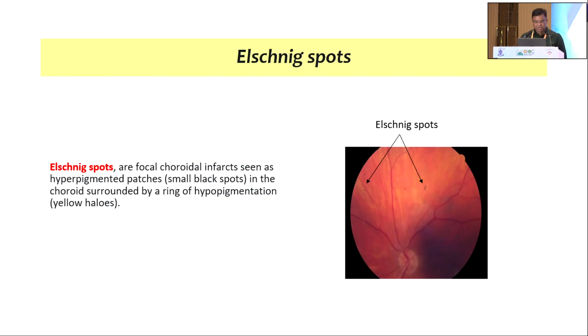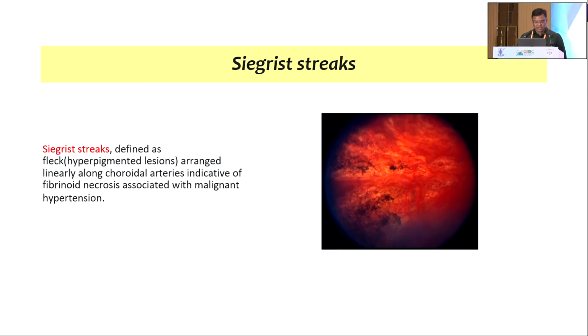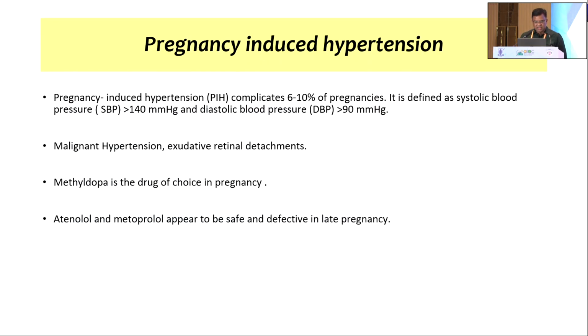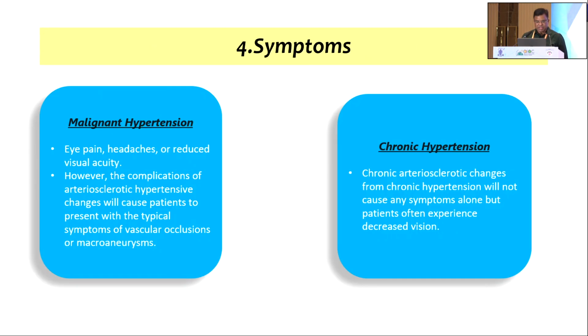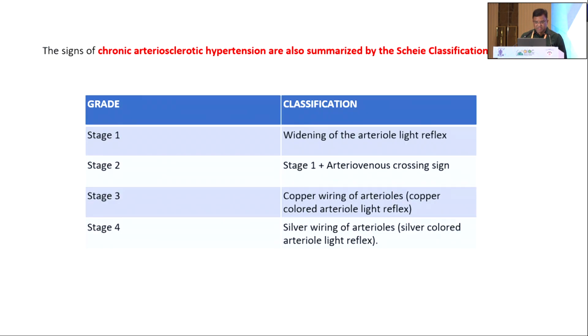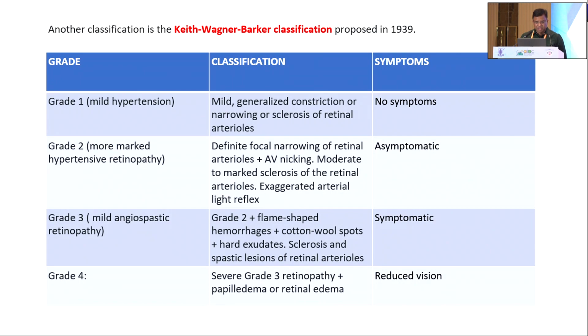This is an example of the Elschnig spots. These are Siegrist streaks, detachment, and the optic neuropathy. Then we have the optic neuropathy. A very important part of hypertension is also seen in pregnancy, which is eclampsia of pregnancy. So symptoms include eye pain, headache, and reduced visual acuity.